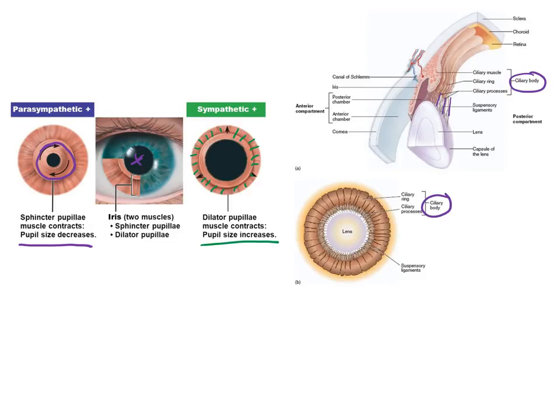Let's briefly summarize. Parasympathetics destined for the eye will innervate the sphincter pupillae muscle, which causes constriction of the pupil, and it will also innervate the ciliary muscle, which causes accommodation for the lens. Sympathetics, on the other hand, destined for the eye, will innervate the dilator pupillae muscle, which causes the size of the pupil to increase.